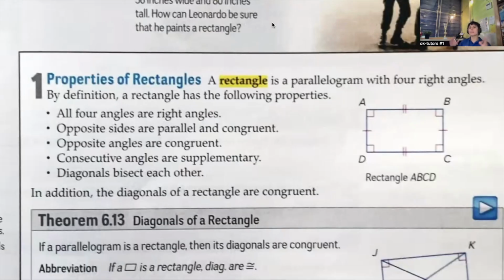Properties of a rectangle. A rectangle is a parallelogram with 4 right angles. By definition, a rectangle has the following properties. All 4 angles are right angles: 1, 2, 3, and 4. Opposite sides are parallel and congruent. Opposite angles are congruent. These are congruent, these are congruent. And consecutive angles are supplementary.